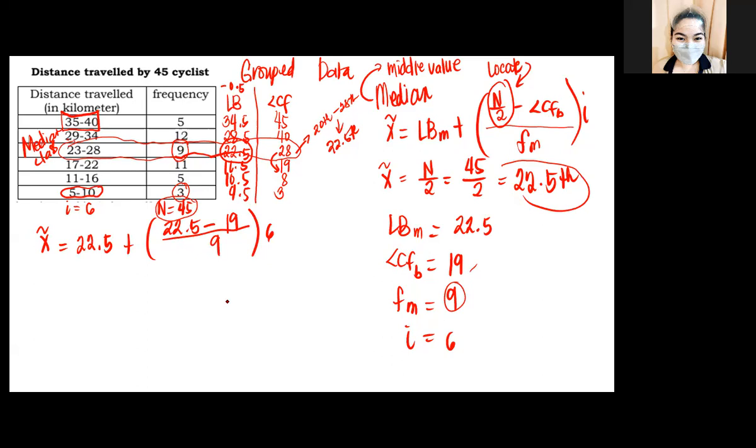Okay? So, another hint, dapat, pagdating dito sa numerator, wala kayong negative answer. Walang negative answer dyan. Okay? Kahit anong mangyari, walang negative answer dyan. Pag may negative dyan, ako namamali. So, we have 22.5 plus, subtract natin yun, 22.5 minus 19, that's 3.5. Divide natin siya sa 9, multiply natin sa 6. Sige nga, try nyo sa calculator nyo, sa phone nyo, yung 3.5 divided by 9.